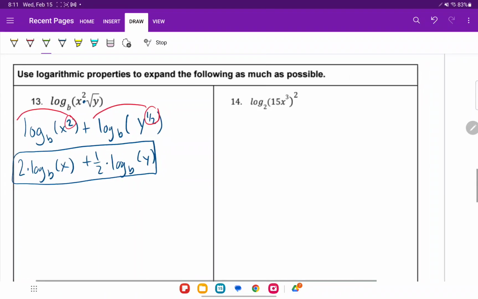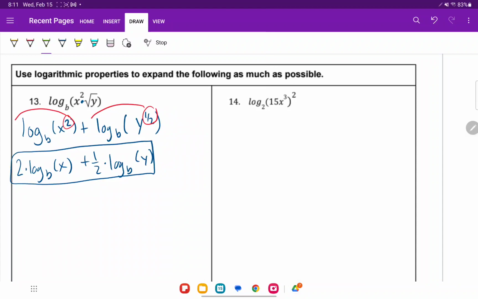All right, let's take a look at number 14. So 14, again, this one's a little bit different here. I usually look for that multiplication, but since I see this little exponent right here, since we have to take care of that first, we're going to move that to the front of the log. So it's going to be 2 times log base 2 of 15 times x cubed.